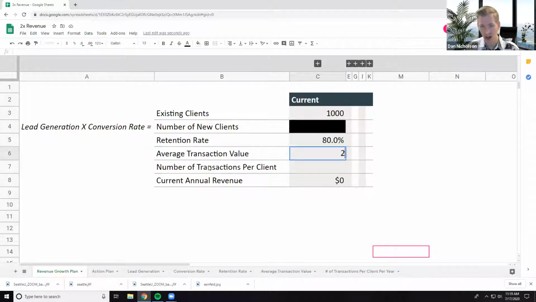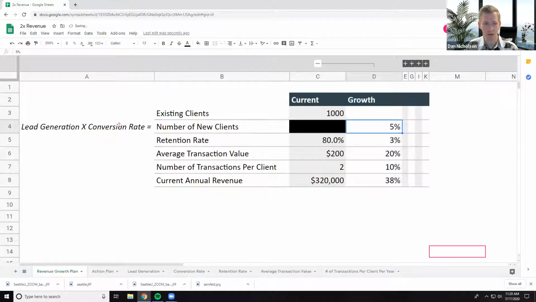Average transaction value, let's say $200, and the average number of times that someone buys from us, 2.2 times. Let's round it, but 2 times. So that means we have 320,000 in revenues. Nick, makes sense? We got 1,000 clients. We're going to keep 80% of them times $200 per transaction times 2. That gets us 320,000. Now the question is, okay, how do we go about doubling this?